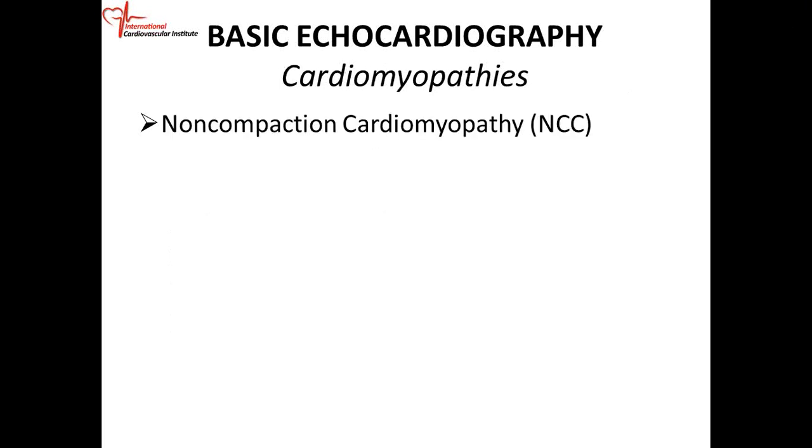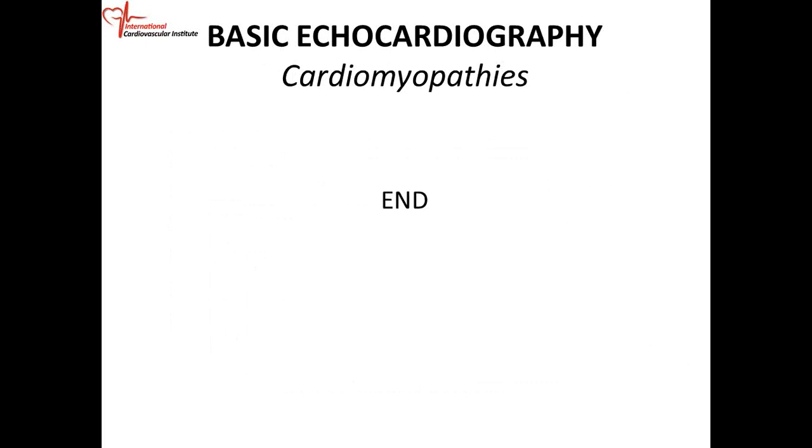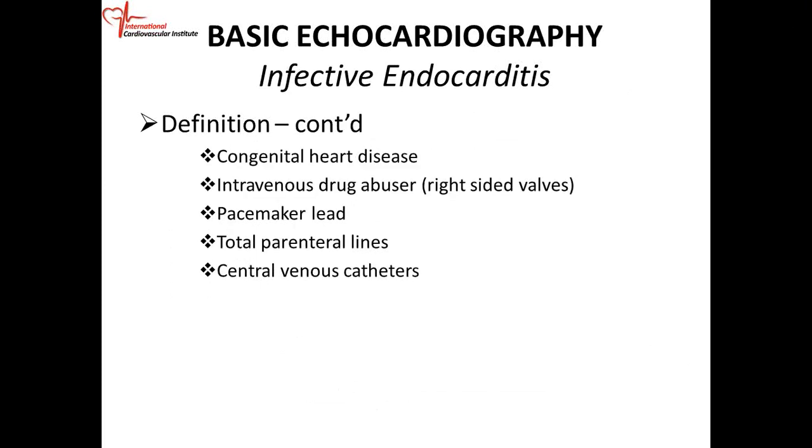So as mentioned before, you need some background to form these infectious nidus. There's a high incidence in patients with damaged or diseased valves, such as rheumatic. So someone with rheumatic mitral stenosis, mitral regurgitation, aortic stenosis or regurgitation, mitral valve prolapse, bicuspid aortic valve, and we mentioned prosthetic heart valve. So these are individuals more likely to develop the infection.